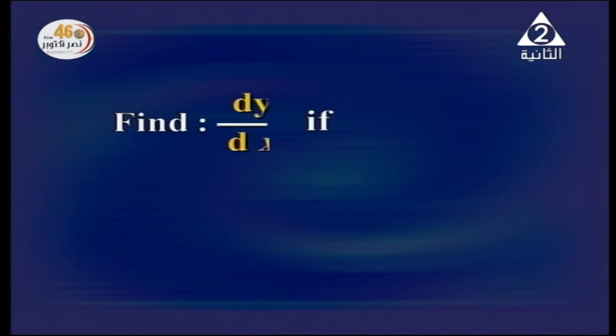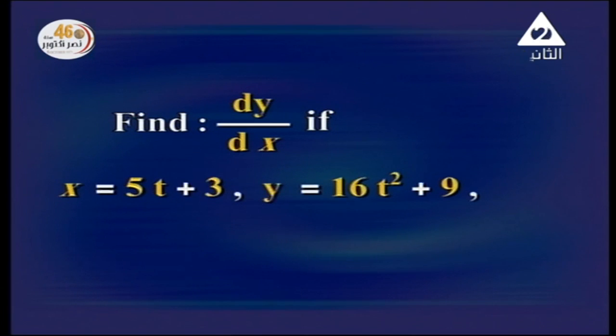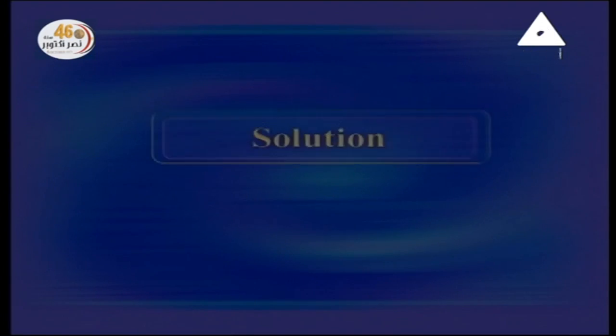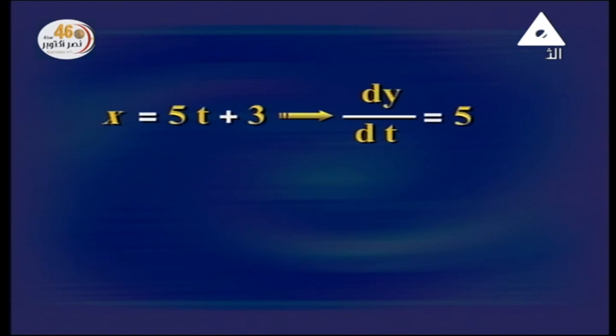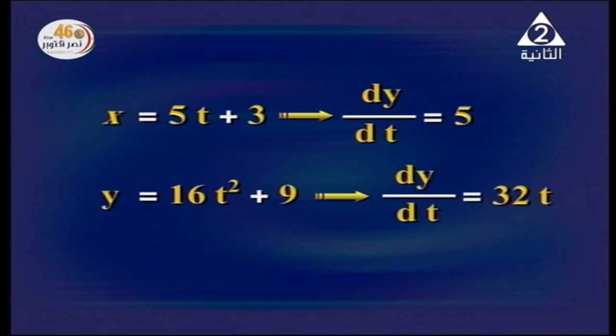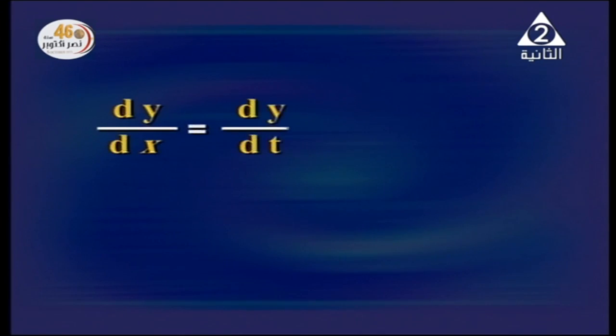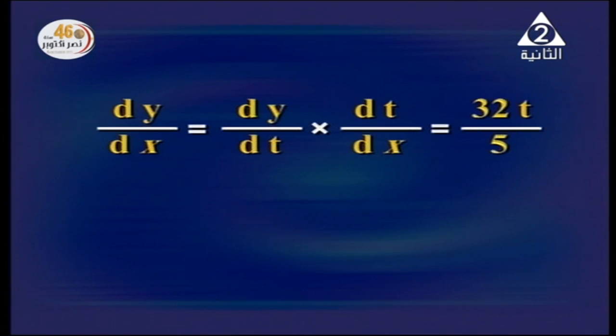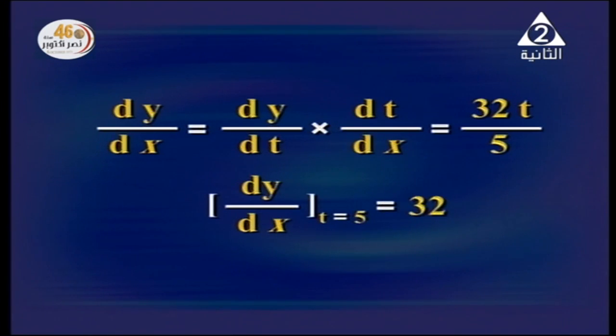Example. Find dy over dx if x equals 5t plus 3 and y equals 16t squared plus 9, at t equals 5. Solution. My dear student, if we have x equals 5t plus 3, what is dx over dt? Dx over dt equals 5. My dear student, y equals 16t squared plus 9, then dy over dt is 32t, then dy over dx equals dy over dt multiply dt over dx equals what? 32t over 5. By using t equals 5, dy over dx equals 32.